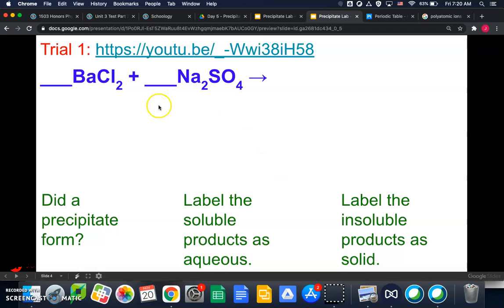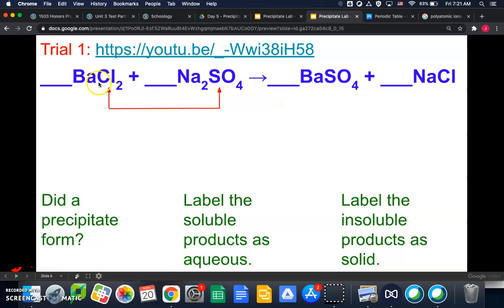So our first reaction is barium chloride reacting with sodium sulfate. All of these precipitate reactions are double replacement reactions. So what does that mean? That means that the nonmetals are going to trade places. So the chloride's going to trade places with the sulfate. So when they trade places, now barium is with sulfate and sodium is with chloride.